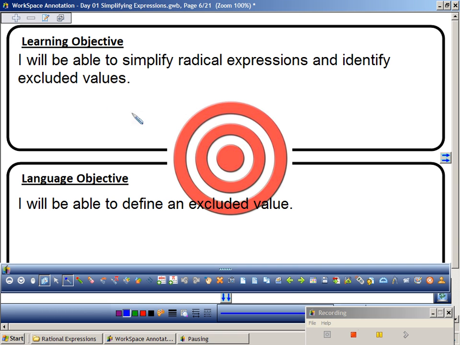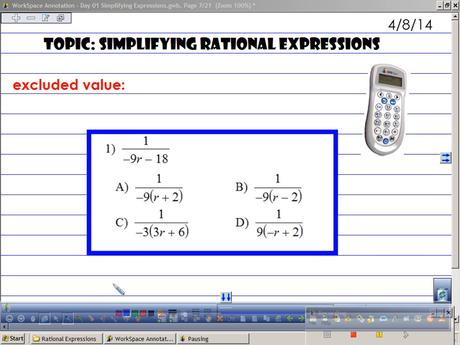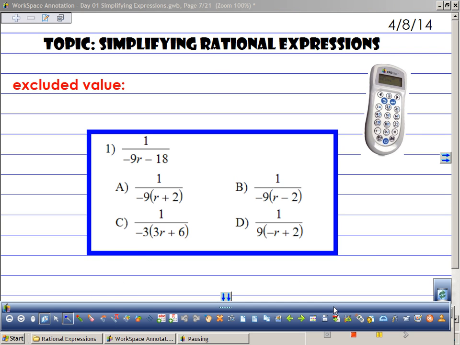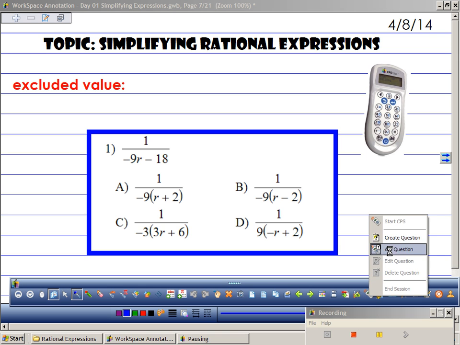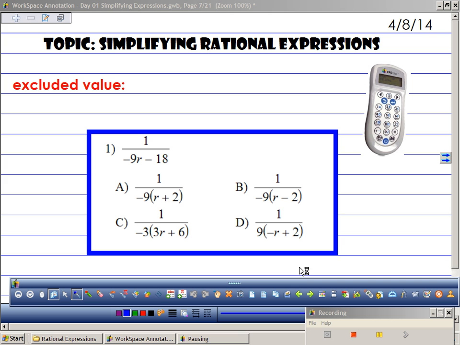All right, let's get to it. I will be able to simplify radical expressions and identify excluded values. I will be able to define an excluded value is what I want you to do for your language objective. Okay, so once you guys do number 1 in your clicker, I'll give you about 60 seconds. Not 60 seconds, that's way too long. About 20 seconds.